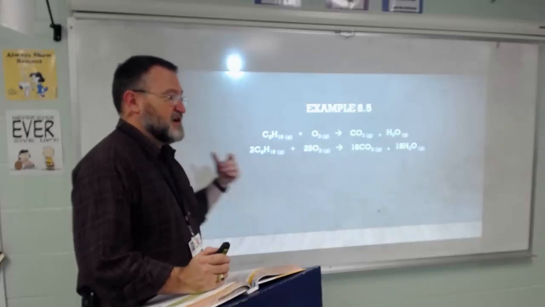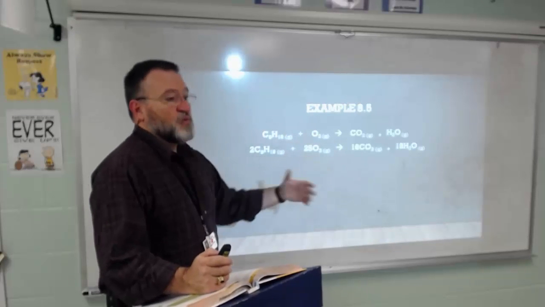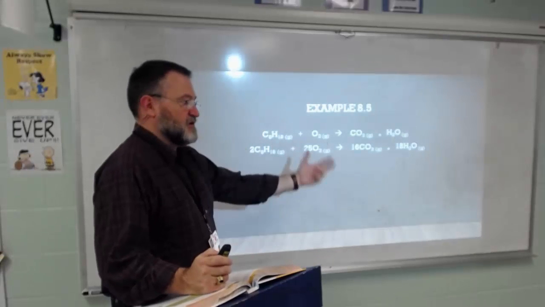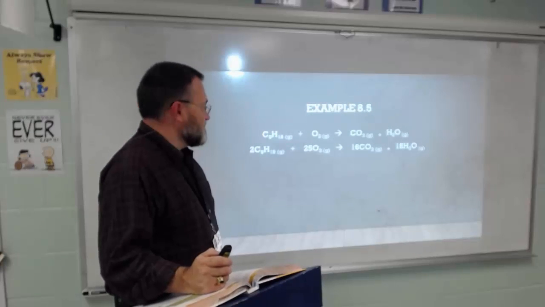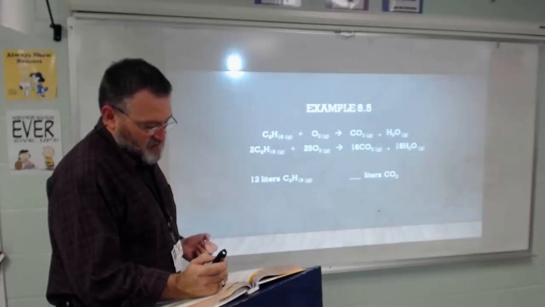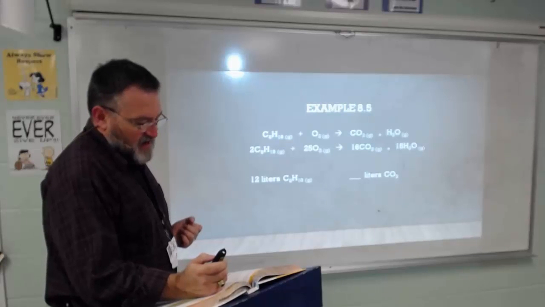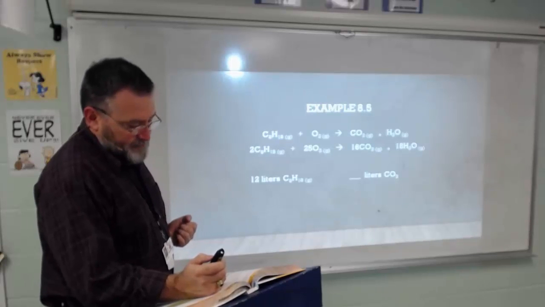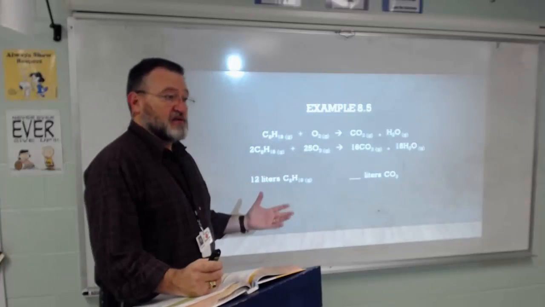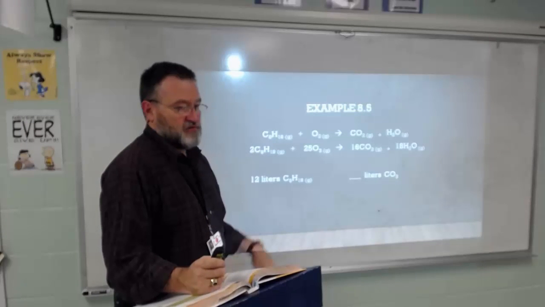Since they're all gases, it applies to every one of them. If there were some solids, some liquids, some gases, we could only relate the gases in terms of volume. But we can always relate the molecules in terms of the mole, the stoichiometric coefficients. So we're told that we have 12 liters of gaseous octane, and we're going to react it. How many liters of carbon dioxide will be produced? We were told we have excess oxygen, so we're not concerned about oxygen potentially being our limiting reactant. We know that the octane is going to be our limiting reactant because we have plenty of oxygen.